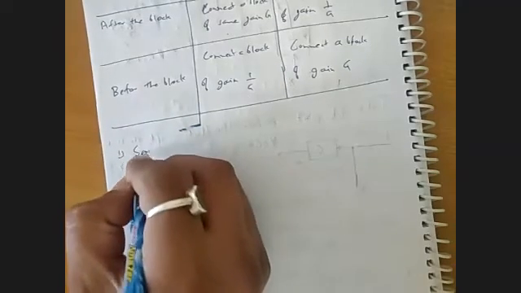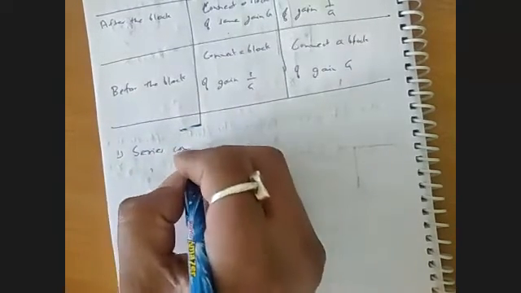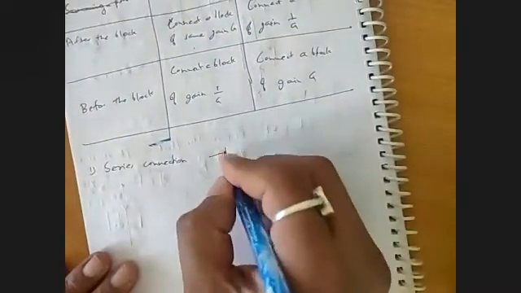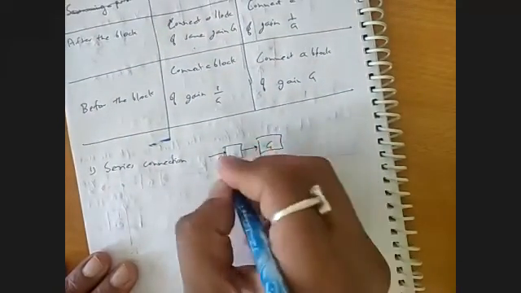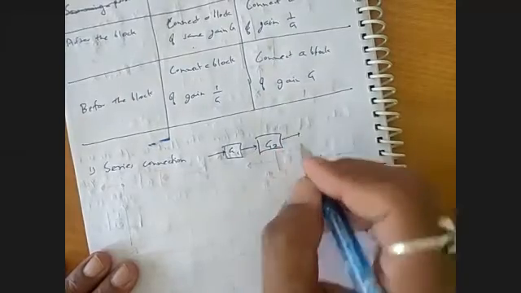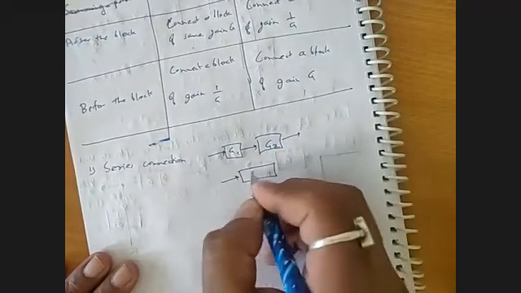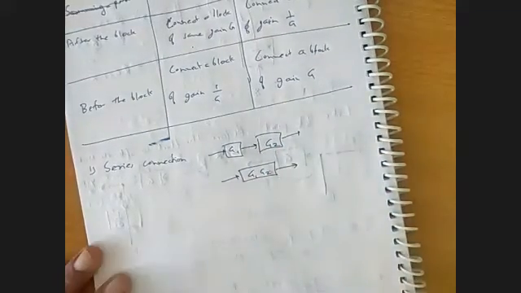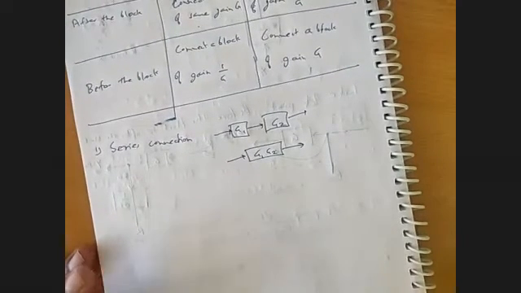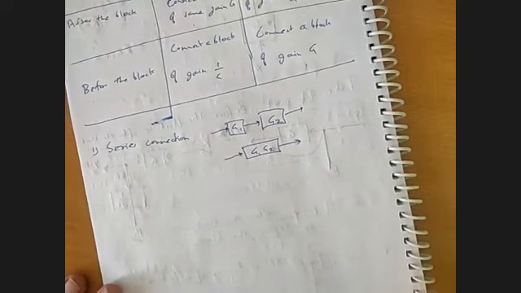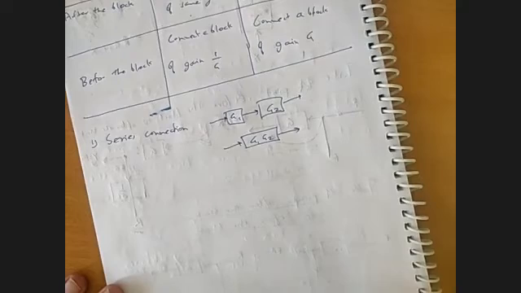So we have discussed first the series connection. Whenever there are two blocks connected in series, G1 and G2, they can be replaced by a single block, which is the multiplication of G1 and G2.